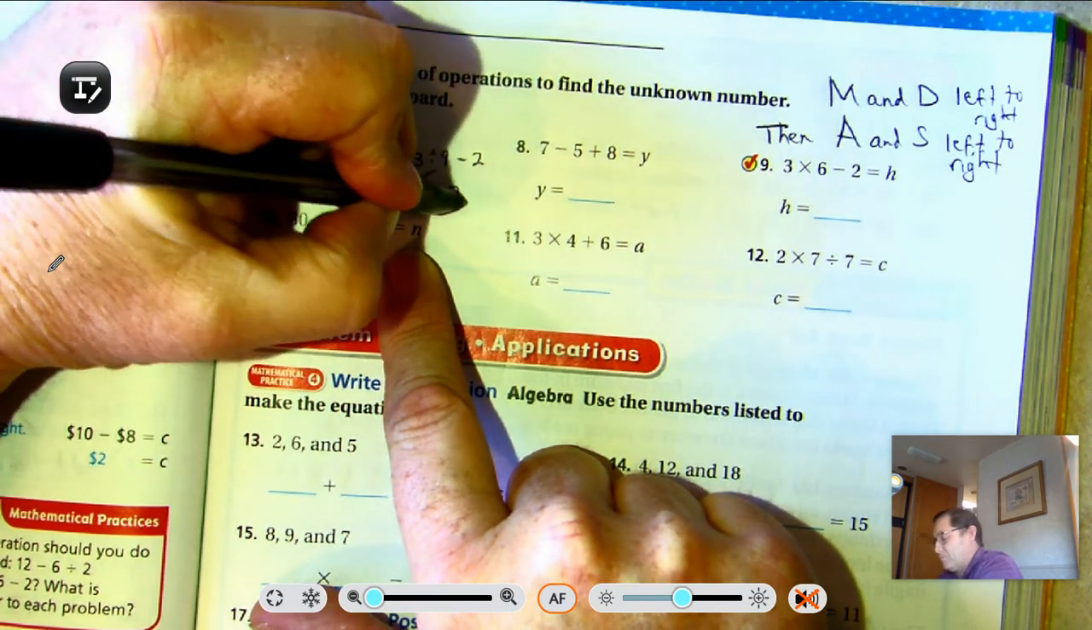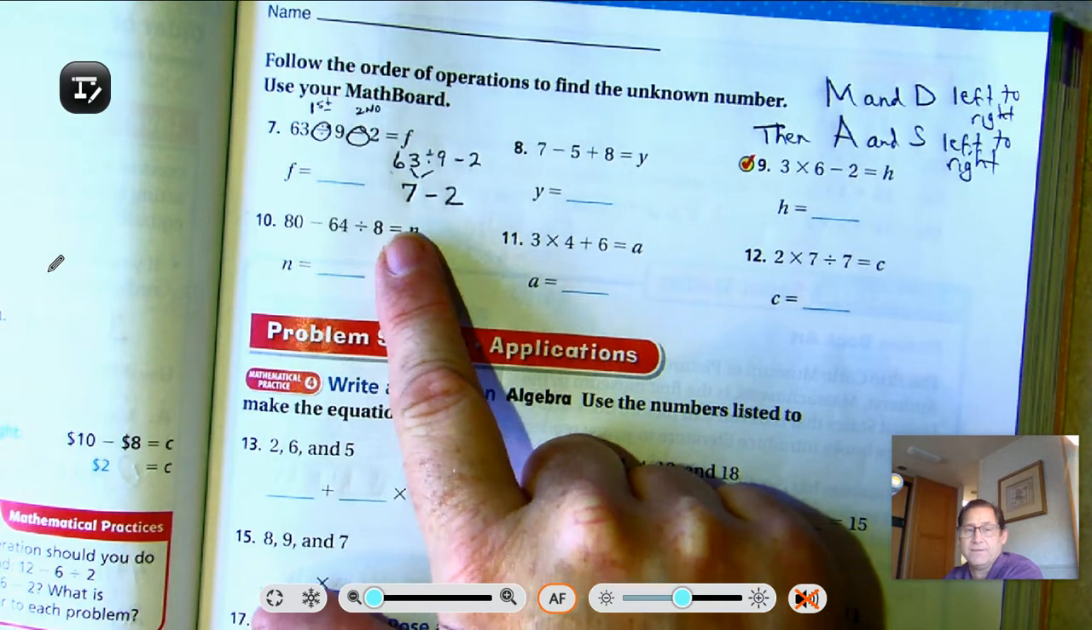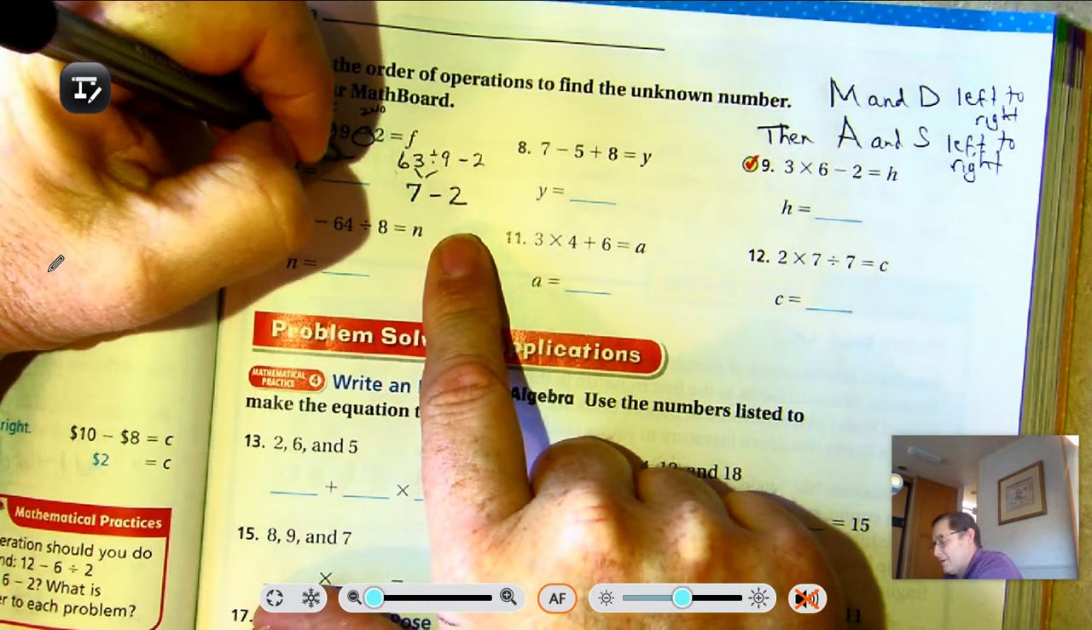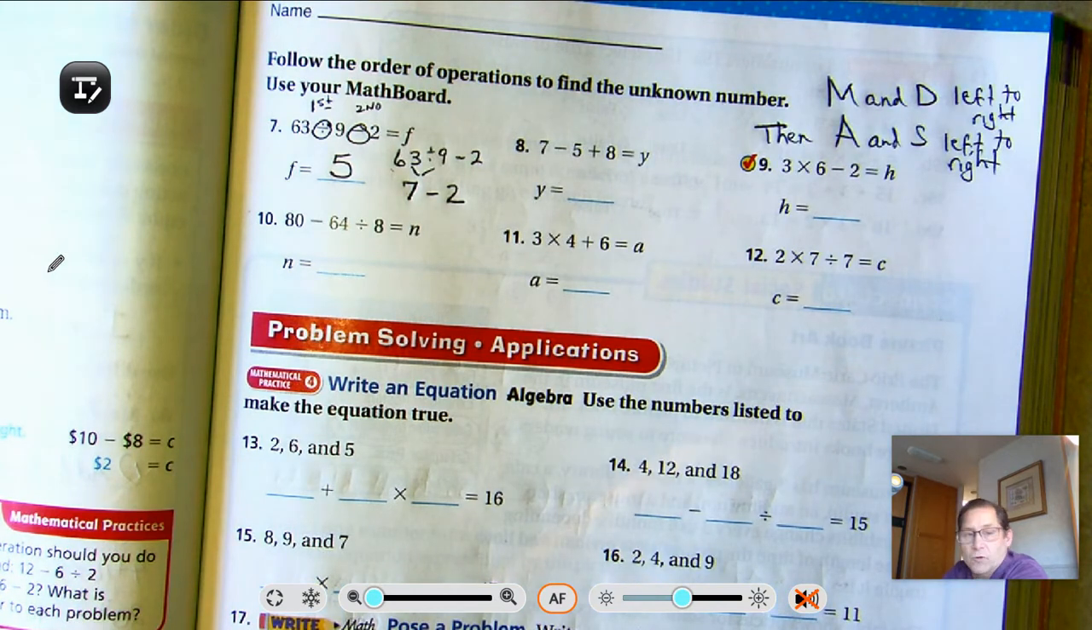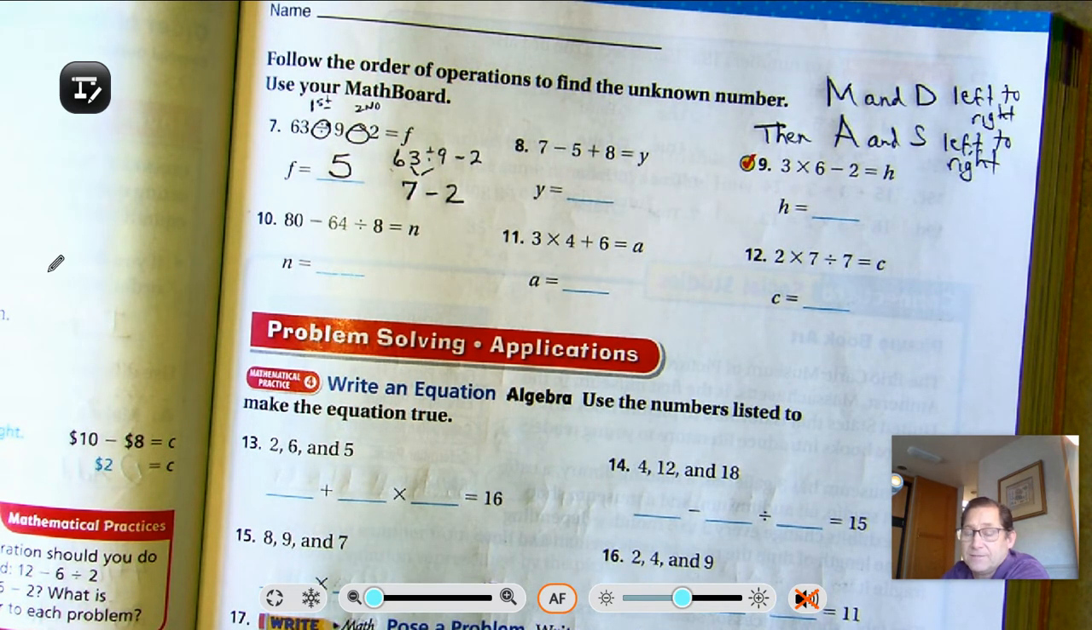Then we still have subtraction left. So 7 take away 2 is 5. So if your answer came out to be 9, you didn't follow the order of operations. You subtracted first, and that would be incorrect. You have to divide first.